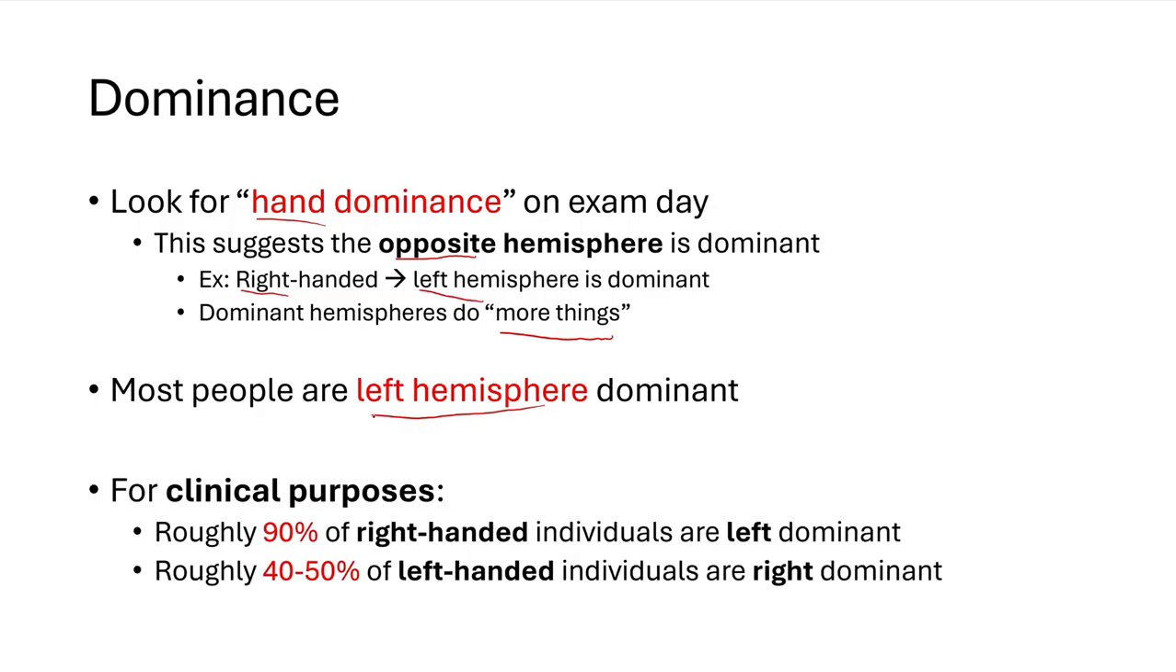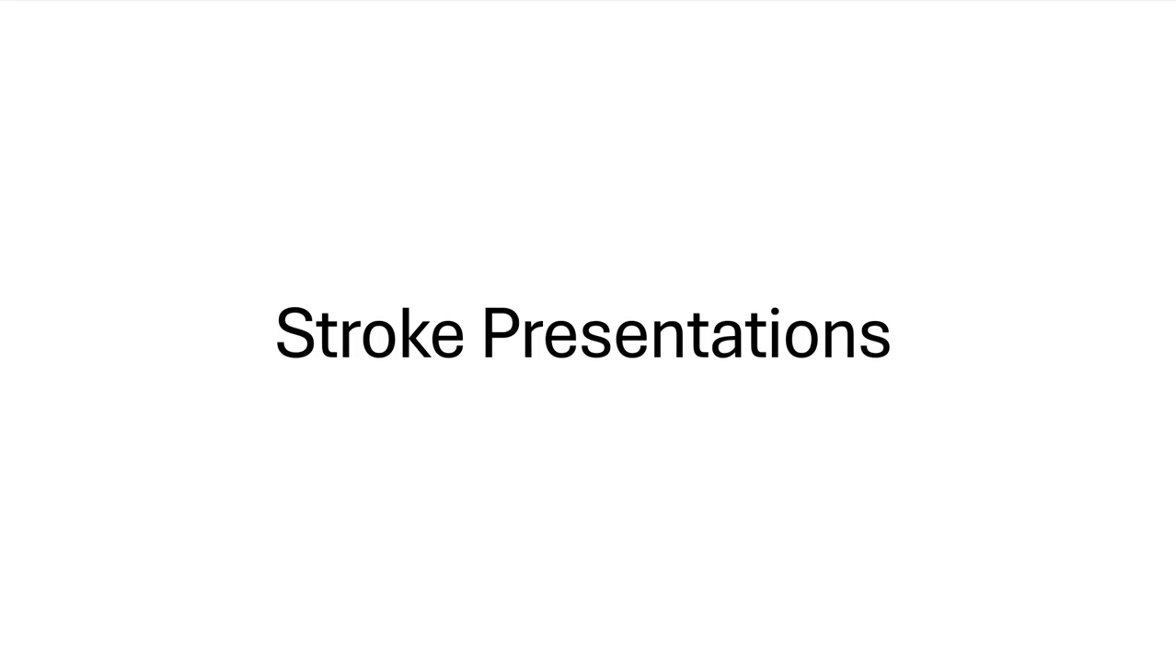But for clinical purposes, roughly 90% of right-handed individuals are left-sided dominant, where only 40 to 50% of left-handed individuals are actually right-sided dominant, making the other 50 to 60% still left hemispheric dominant. This is important to understand for clinical practice and what you might see on the floors, but for the purposes of your exam, understanding this should be sufficient. Now let's talk about the different stroke presentations and what happens when these arteries are damaged.